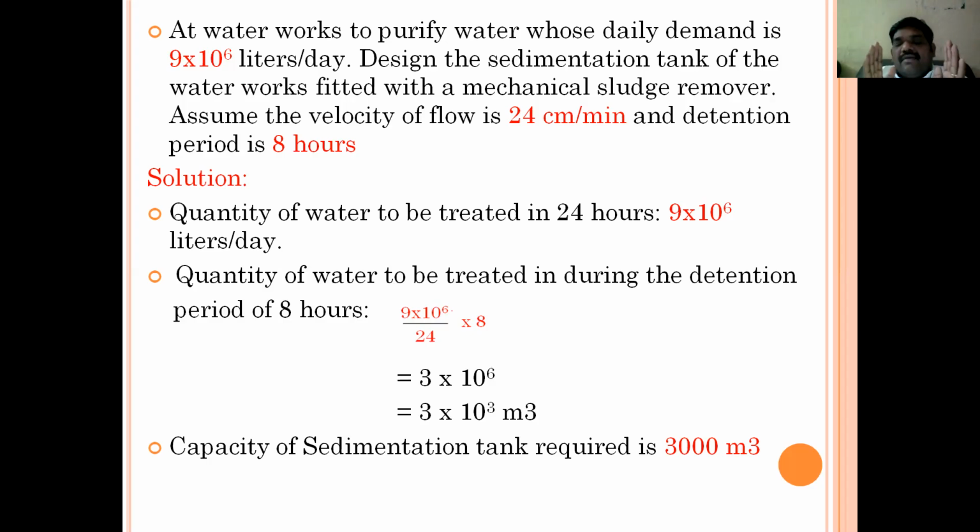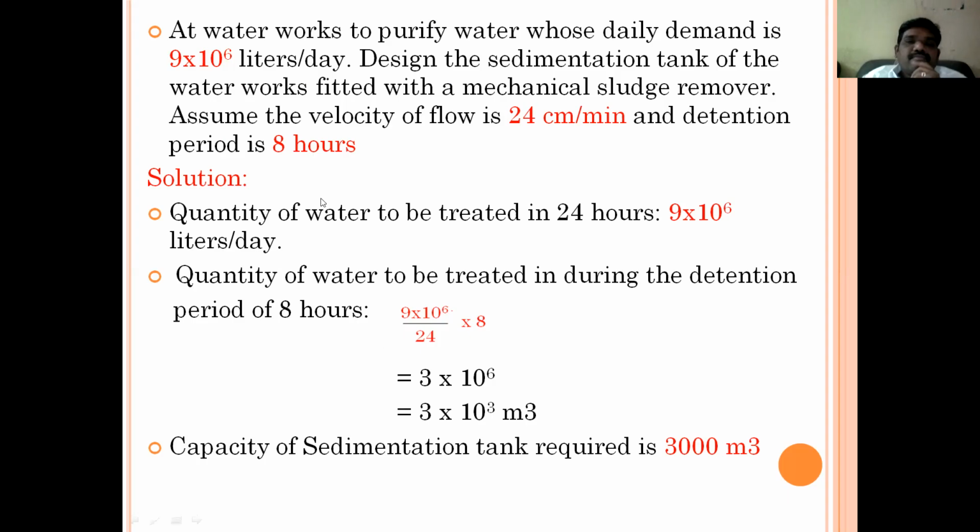We have clear information about the quantity of water, that means the daily demand, and about the sludge remover, that is a mechanical sludge remover, and the flow velocity is 24 centimeters per minute, and the detention period is 8 hours. We have four types of information. One is the water demand, the other one is the mechanical sludge remover, third is the velocity of flow, and fourth is the detention period. Now we'll try to solve this problem.